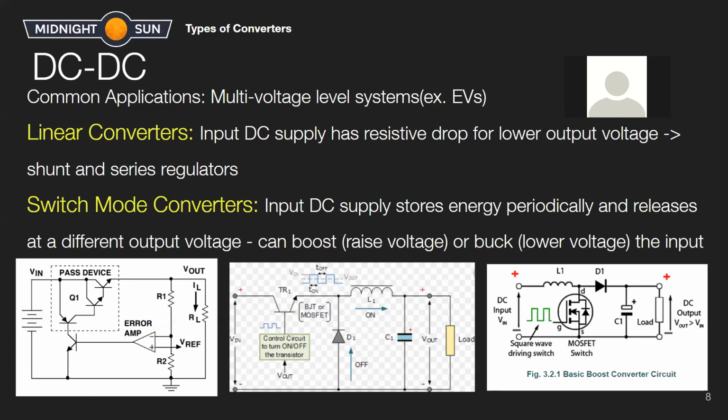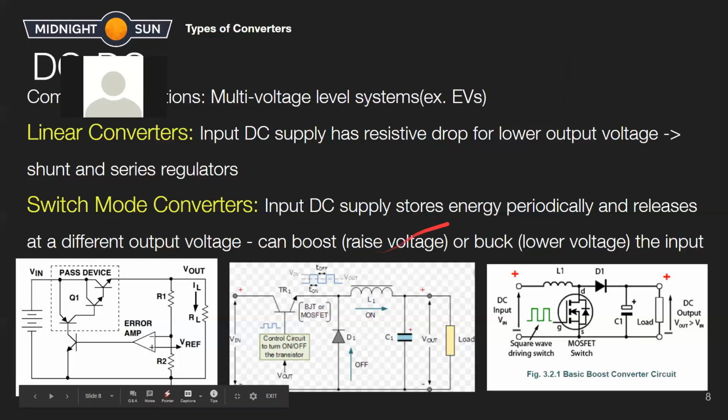Switch mode converters can even be designed to boost or raise voltage. So there are two main types, bucks and boosts. As the name implies, bucks will give you an output that has a lower voltage reference than the input, and boosts will raise the voltage. Something that linear regulators cannot do is raise the voltage because, as we have discussed, it's just a resistive or some sort of voltage drop to get to a different reference.